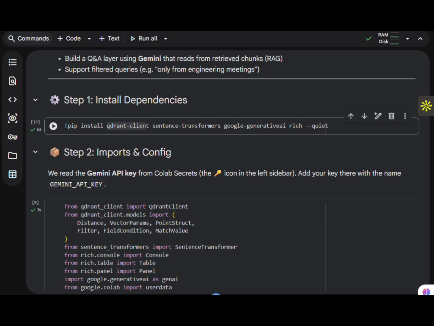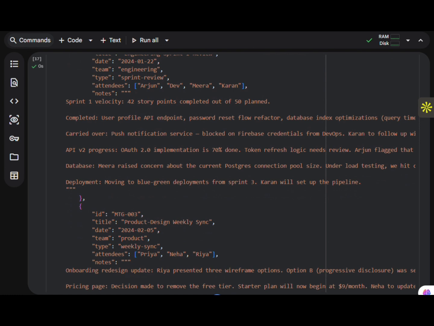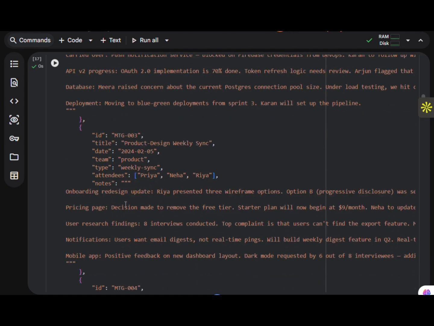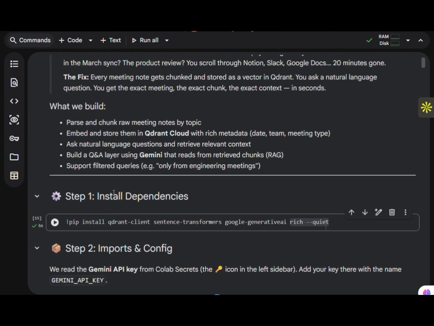As simple as that. So here we are installing some things. First is Qdrant client. This is the most integral part. Then sentence transformers, and this is to get everything properly formatted. 8 meetings across 6 months. Sprint reviews, kickoffs, security reviews, realistic notes with real decisions buried inside, payment gateway choices, let's say production outages, token expiration decisions.